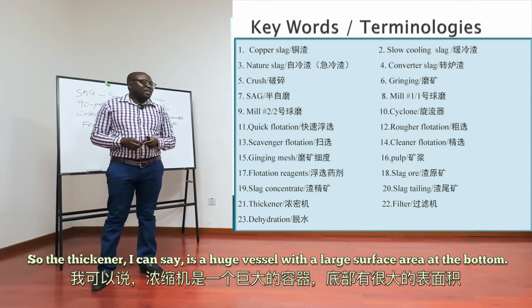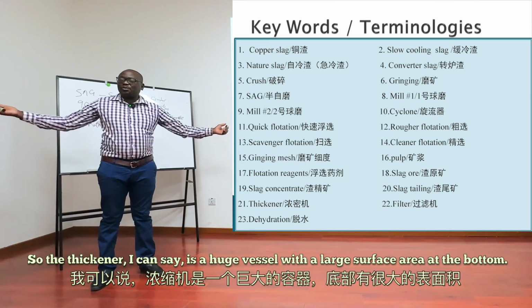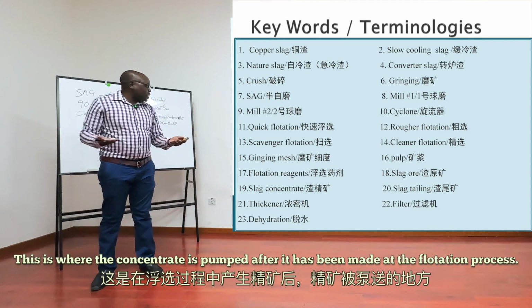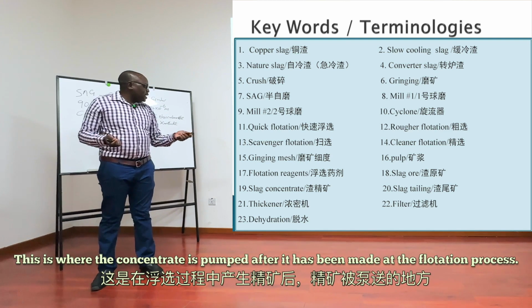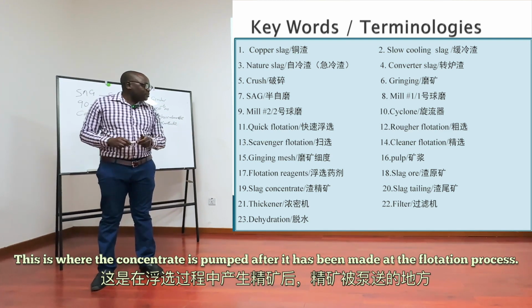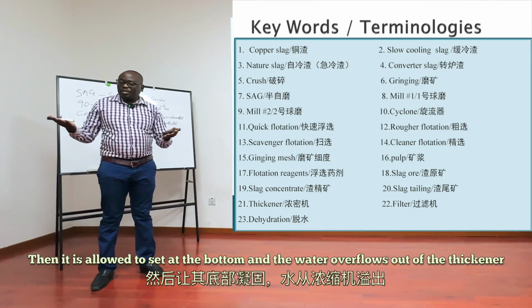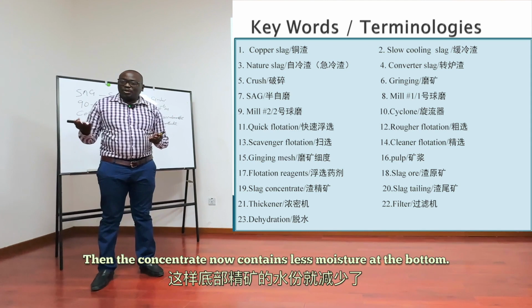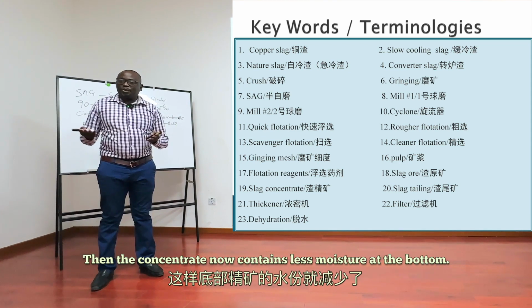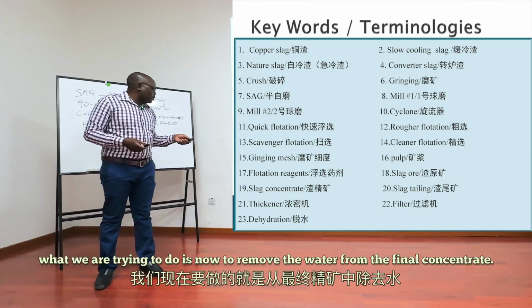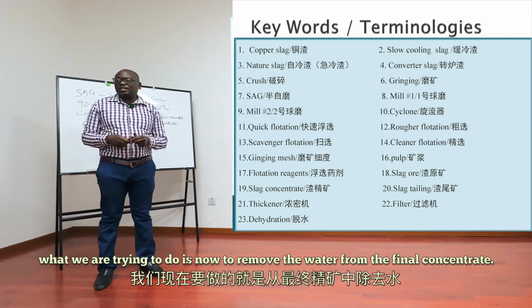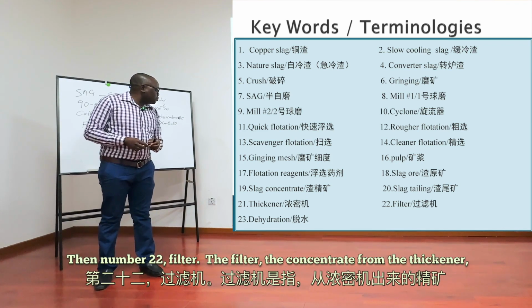So the thickener, I can say, is a huge vessel with a large surface area at the bottom. This is where the concentrate is pumped after it has been made at the flotation process. Then it is allowed to settle at the bottom and the water overflows out of the thickener. Then the concentrate now contains less moisture at the bottom. When it goes to the thickener, what we are trying to do is remove the water from the final concentrate. Then in number 22, filter.